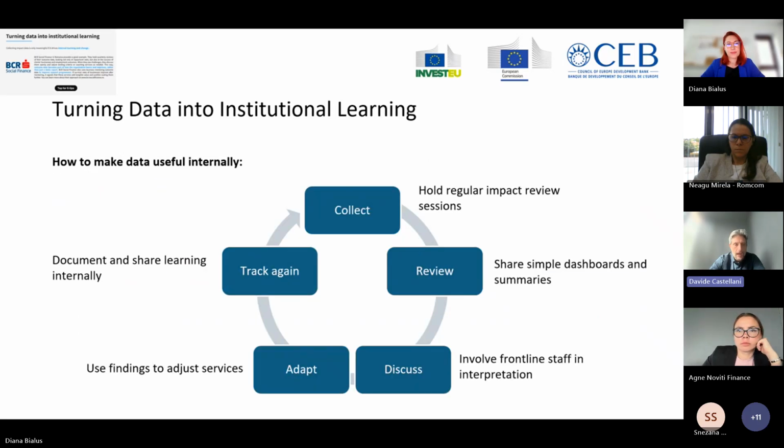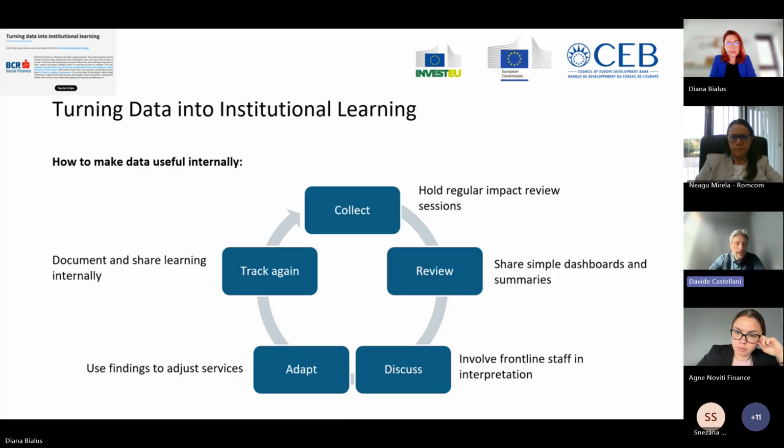So how to turn data into institutional learning. I think that some of you have already mentioned this, right? Actually, we start from collecting the data, to hold regular impact review sessions when data is available, to compare it with previous data, with baseline data. We review, and then we share simple dashboards and summaries.